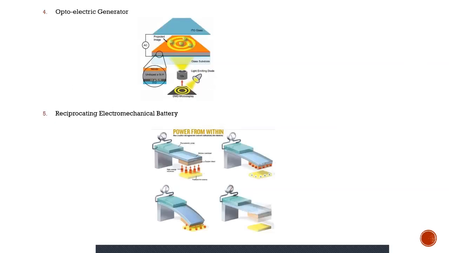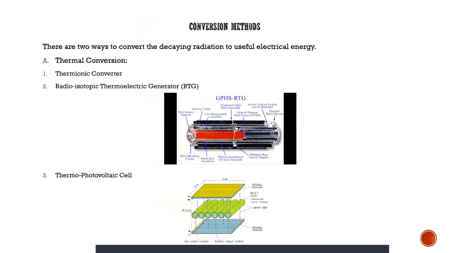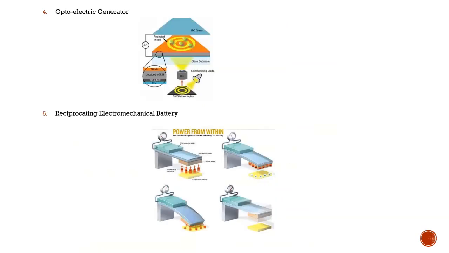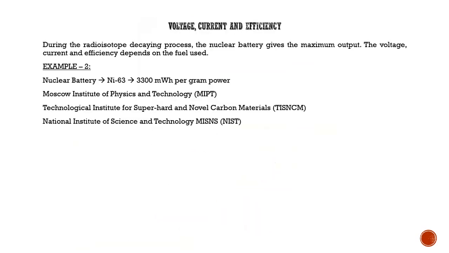So these are the types of conversions. We have thermal conversions and non-thermal conversions, and these are the thermal and non-thermal conversion methods, and the batteries or generators that we use.